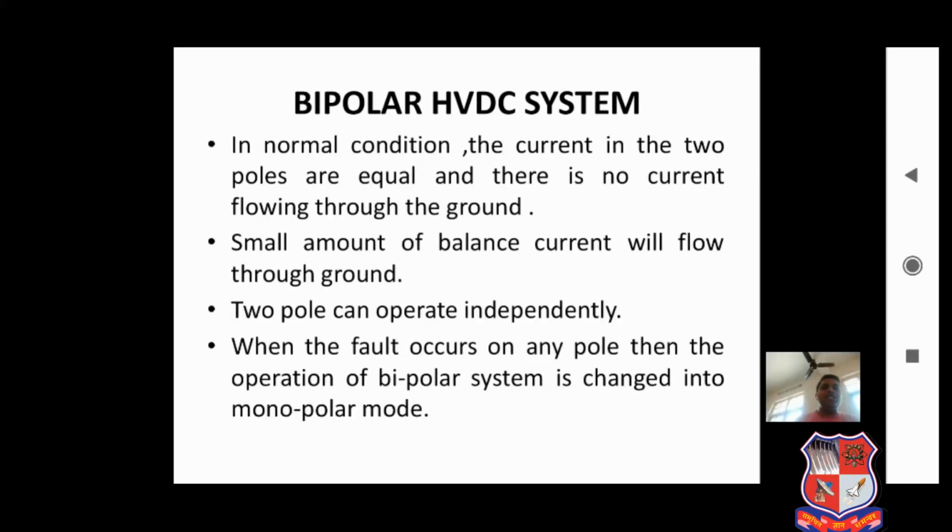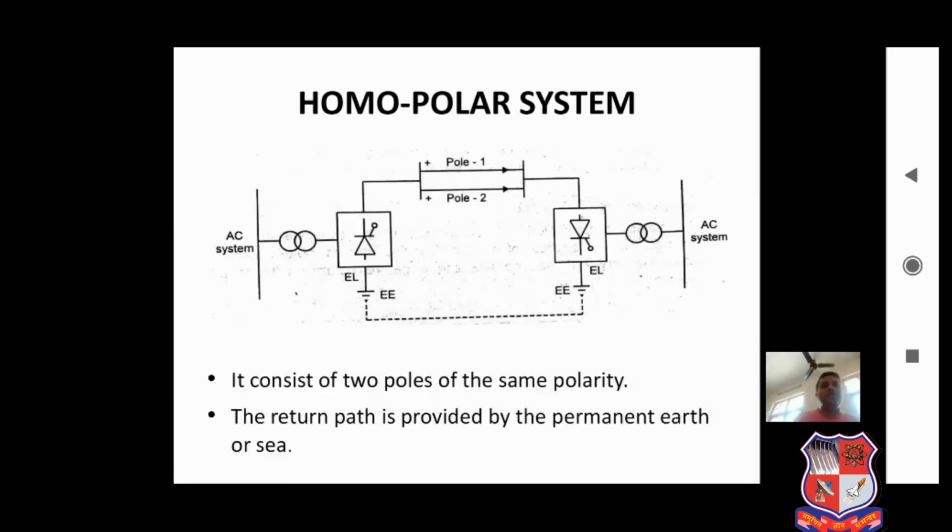In bipolar systems under normal conditions, the currents in the 2 poles are equal and there is no current flowing through the ground; only a small amount of balance current will flow through the ground. The 2 poles can operate independently, and the main advantage is that if a fault occurs on any pole, the operation of the bipolar system changes into a monopolar system. So the reliability of the system is high, so the bipolar system is used.